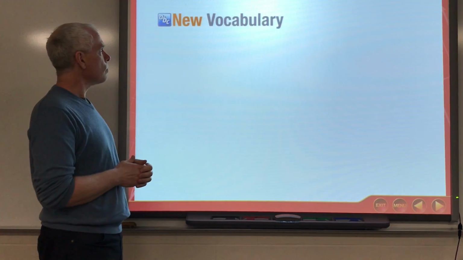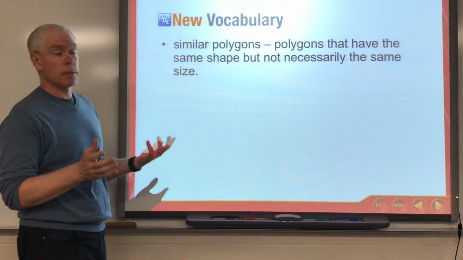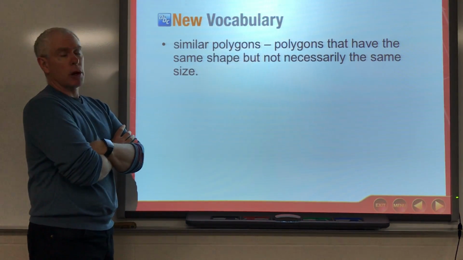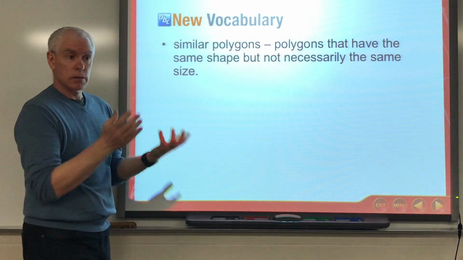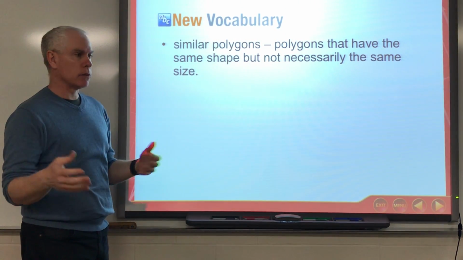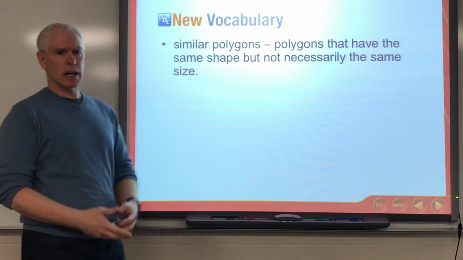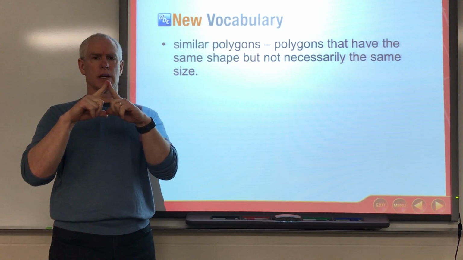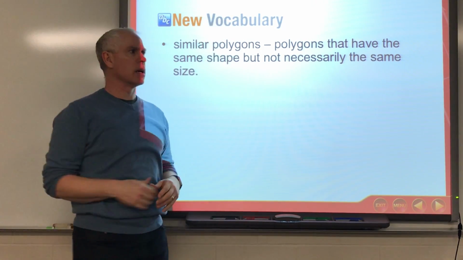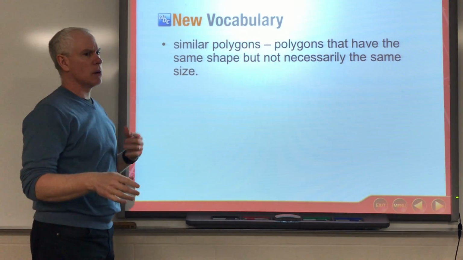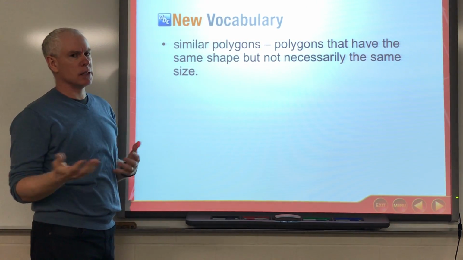So, some vocabulary here. Similar polygons are polygons that have the same shape, okay? Both triangles, both equilateral triangles, both squares, whatever, but not necessarily the same size. I mean, I could have an equilateral triangle that was this big and one that was very, very big. And so they have some of the same properties, but obviously some things aren't the same.